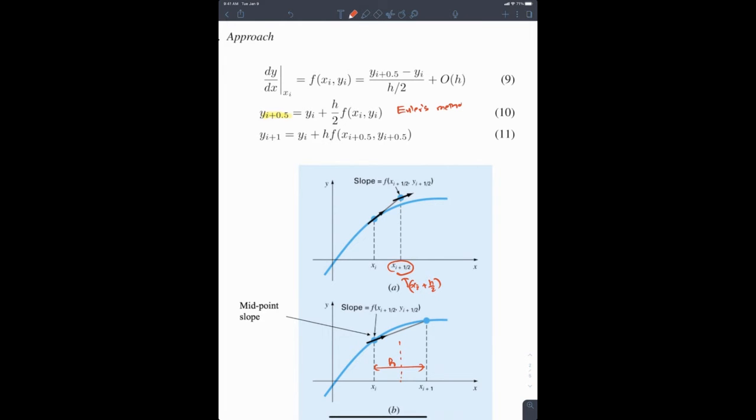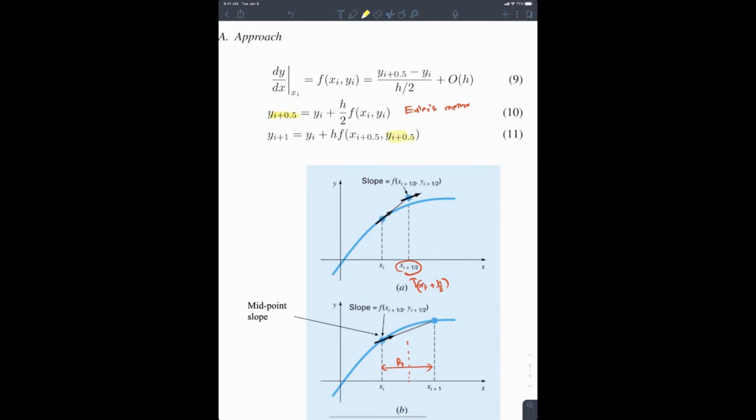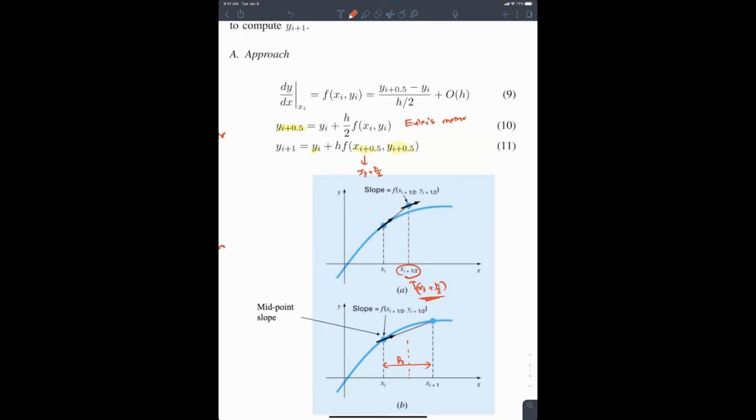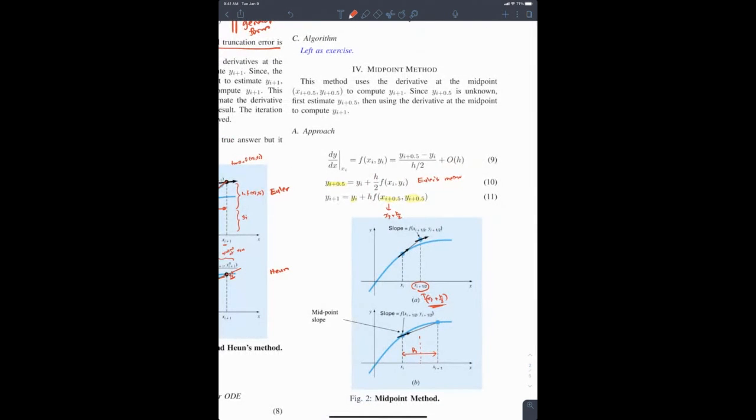So that is y at i plus half, and we just computed it. Use that: yi plus 1 is yi plus h times f at xi plus half, which is known, xi plus h by 2, as shown in the figure. And then the y at i plus half that we just computed, put it in the equation and find it. So a very intuitive approach, this midpoint method.